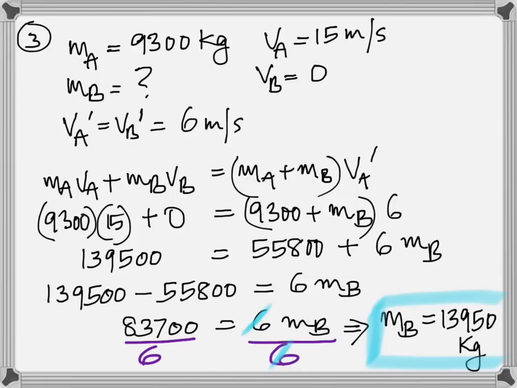In question 3, MA is 9,300 kilogram. And what are you asked to find? Yeah, MB. You have to find MB. VA is 15. What's VB? 0, because it says at rest. People look for numbers and miss it. The second car is initially at rest. So VA is 15 meter per second. VB is 0. And it's given that VA prime is equal to VB prime, which is how much? 6 meter per second.